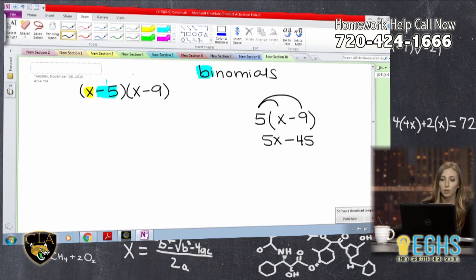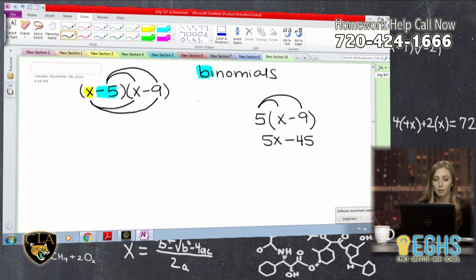So what we're doing when we multiply in general is we're making sure that each term gets multiplied together by the other. So if we were looking at this multiplying binomials, we would want to make sure that we took this negative 5 times the x and the negative 5 times the negative 9. But we also have another term that we have to distribute as well, and that's our x. So we would have to do the x times the x, and we'd also have to do the x times the negative 9.